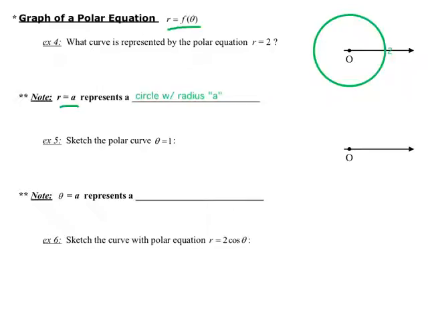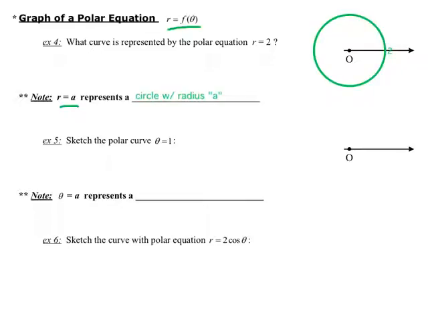I want the polar curve with theta equals 1. Now let's ask ourselves what theta represents. If you need to pause to think about that, go ahead and come back to me when you know what theta represents. Theta represents our angle off the polar axis. So I want to have every point that is 1 radian off the polar axis. So I'm going to just get a line, right?